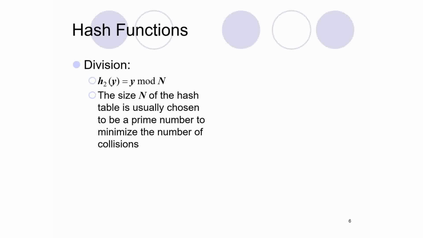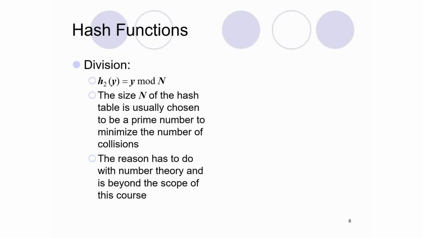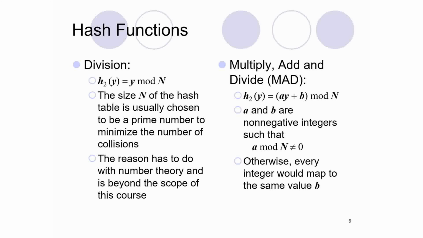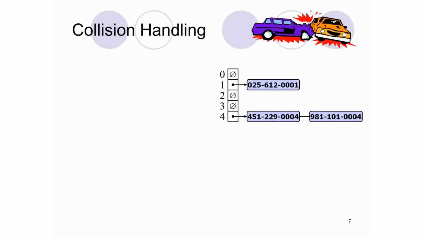Hash functions. Division: h2(y) equals y mod N. The size N of the hash table is usually chosen to be a prime number to minimize the number of collisions. The reason has to do with number theory and is beyond the scope of this course. Multiply, add, and divide: h2(y) equals (ay plus b) mod N. a and b are non-negative integers such that a mod N does not equal 0. Otherwise, every integer would map to the same value b.